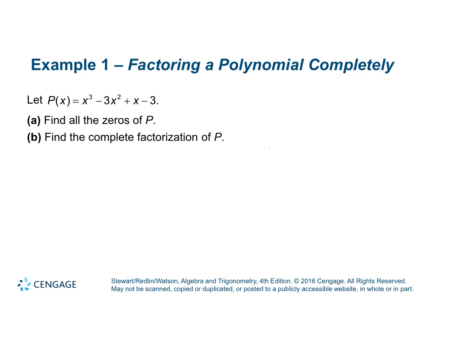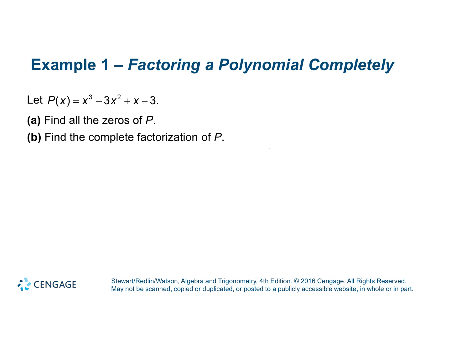Alright, so good morning. We're going over 3.5, which is factoring complex zeros and rational root theorems. We're going to start with factoring a polynomial completely. Let p of x equal x cubed minus 3x squared plus x minus 3. We want to find first all of the zeros of p, and then find the complete factorization of p.